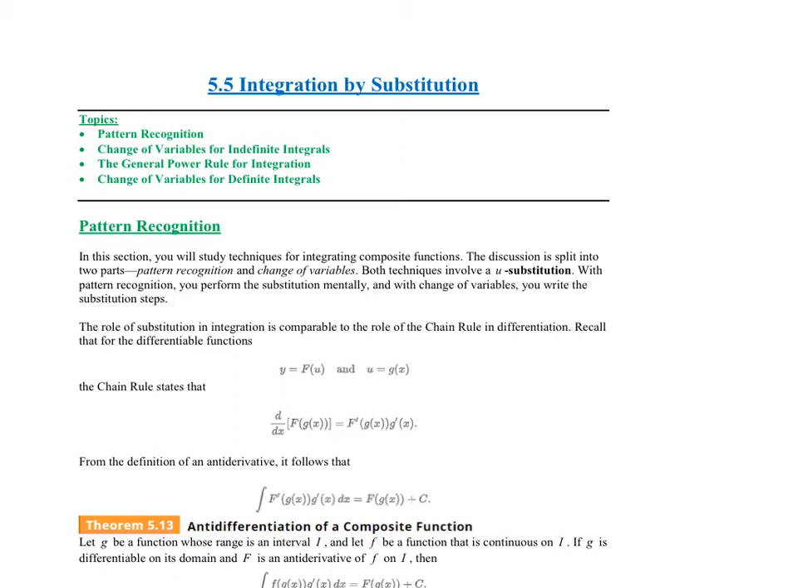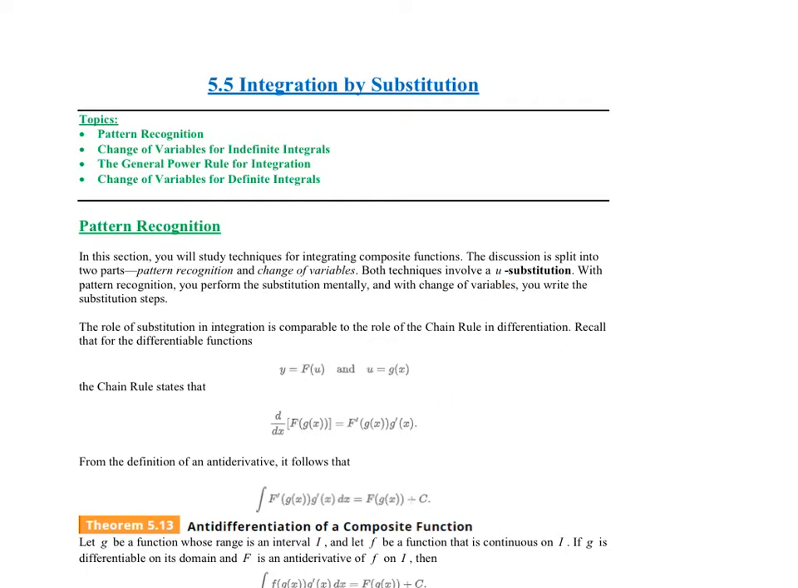Section 5.5 is integration by substitution. What this reminds me of is back to our derivative rules, where we were doing derivatives using U substitution. What this really was, was the chain rule, right? In the chain rule, you looked at it as a composition of functions. You found the derivative of the outside, kept the inside the same, and then multiplied it times the derivative of the inside. And that's what this is saying right here.